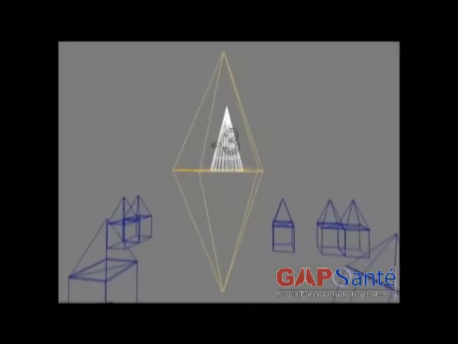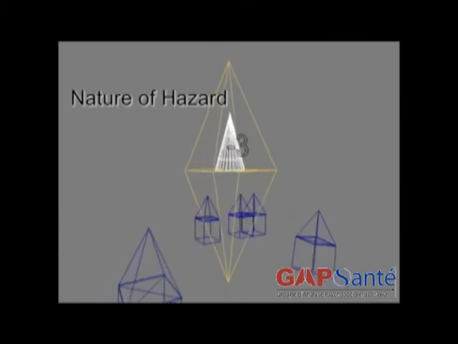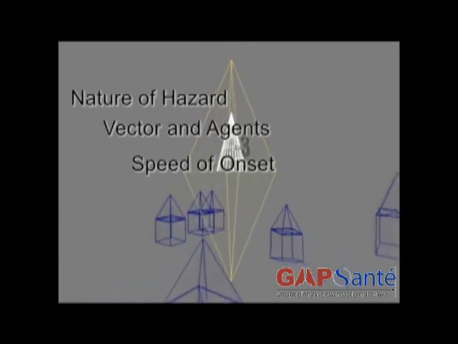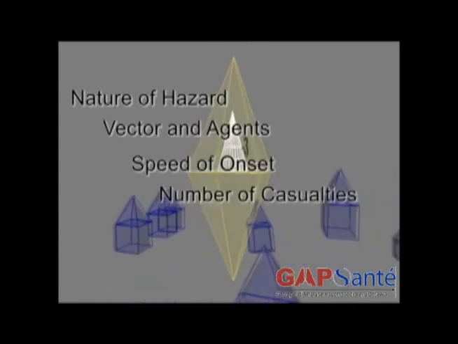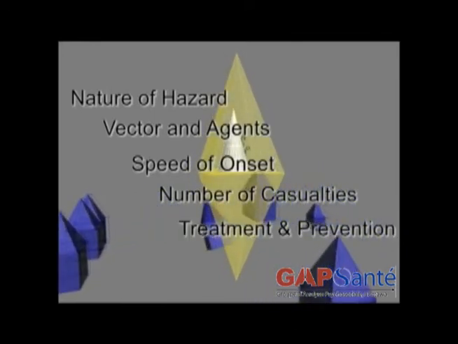The yellow diamond represents the situation. It includes the nature of the hazard, its vector and agents, speed of onset, number of casualties. Established treatment and prevention protocols are all examples of characteristics of the situation.